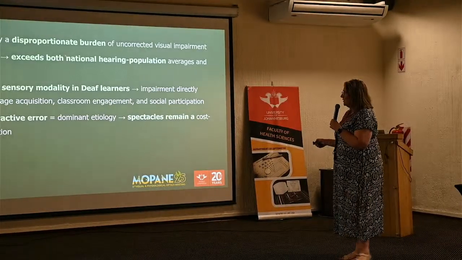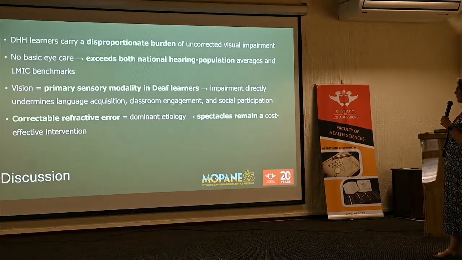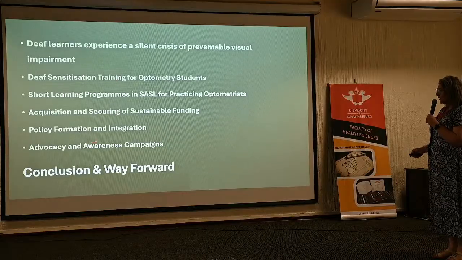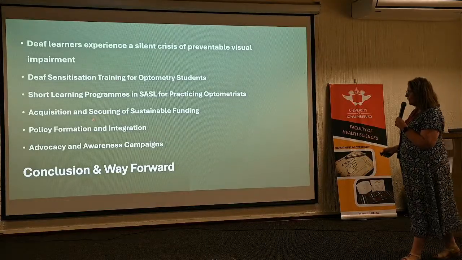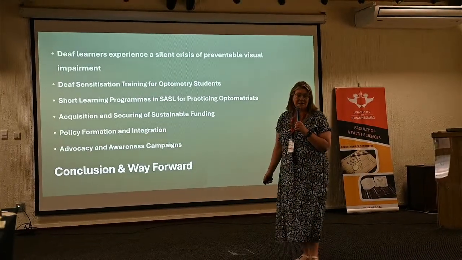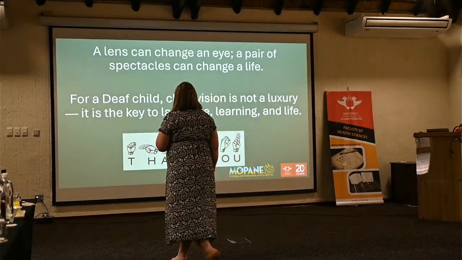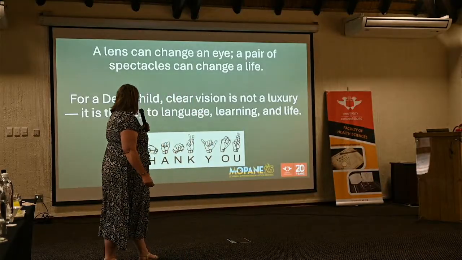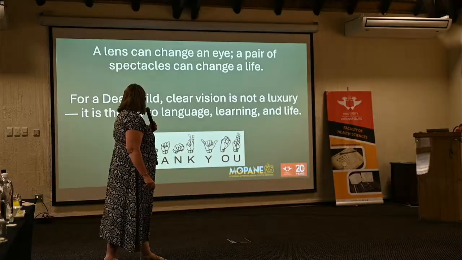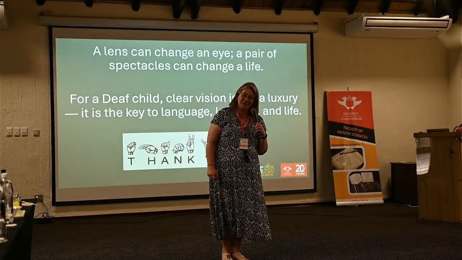But this shows that there is a disproportionate burden of uncorrected visual impairment in this deaf community. We need to start looking at that. We need to advocate for more policies. We need to secure funding to assist these patients, because a lens can change an eye. A pair of spectacles can change a life. But for a deaf child, clear vision is not a luxury. It's the key to language, learning, and life. Thank you.